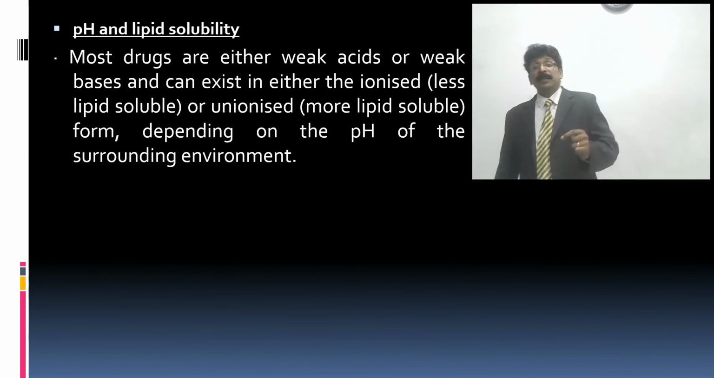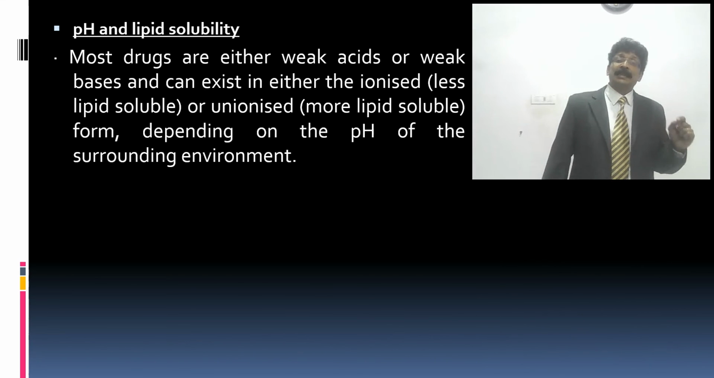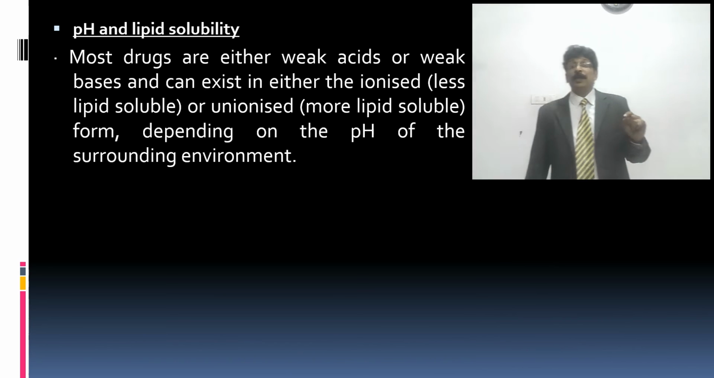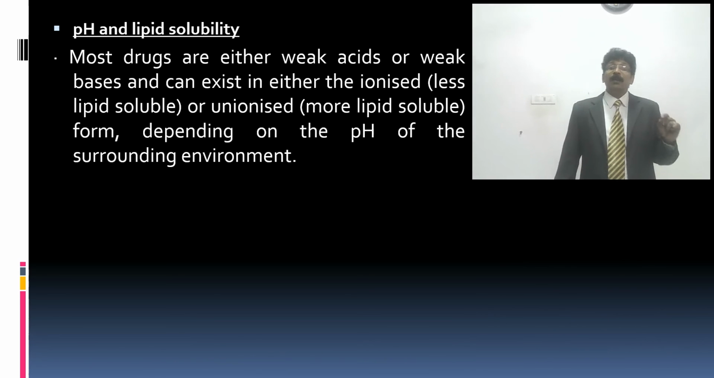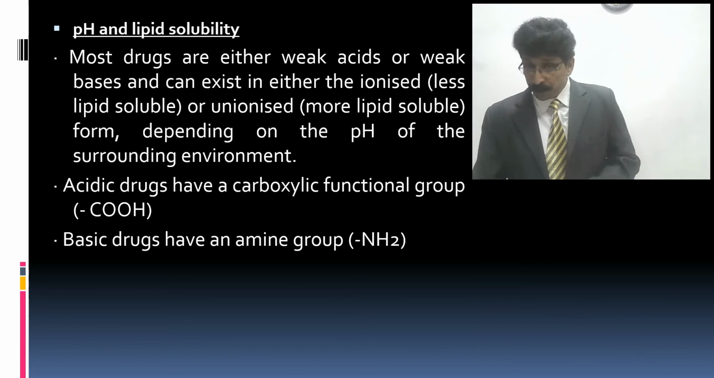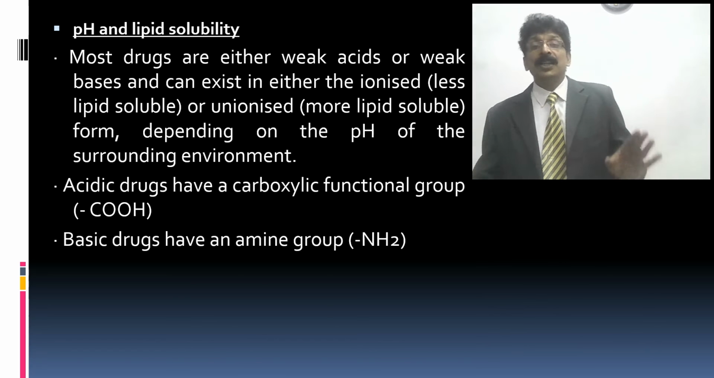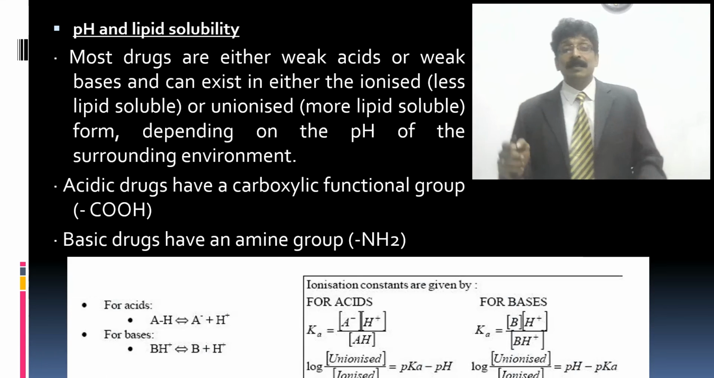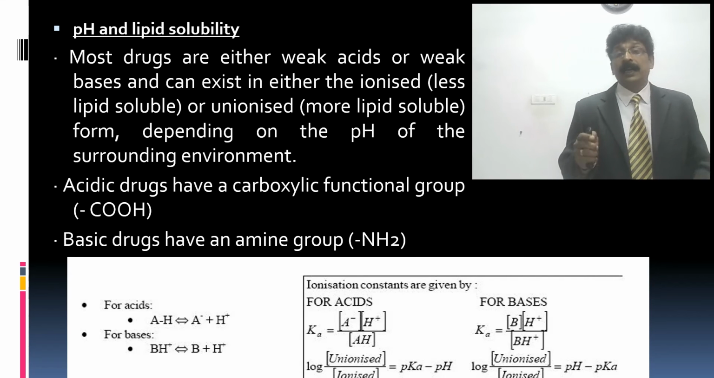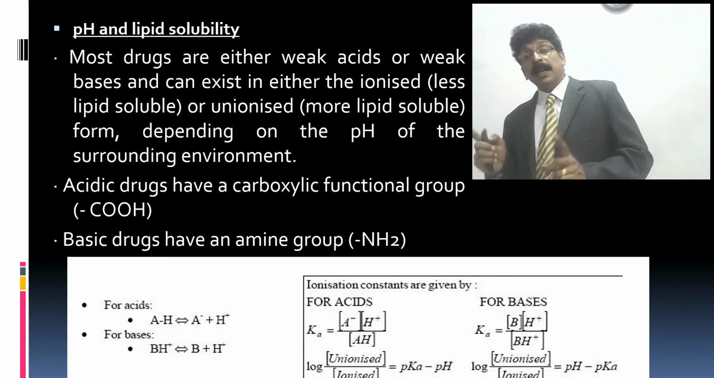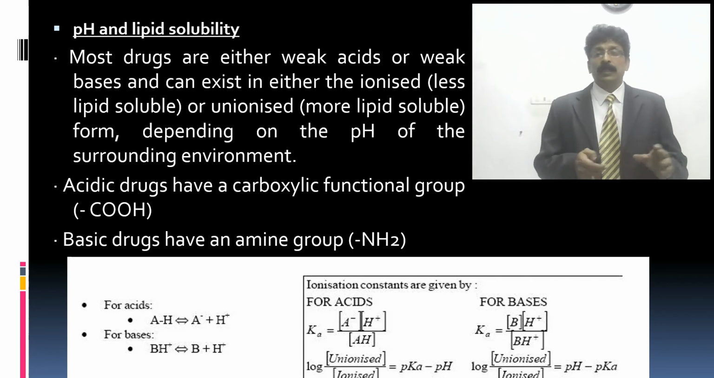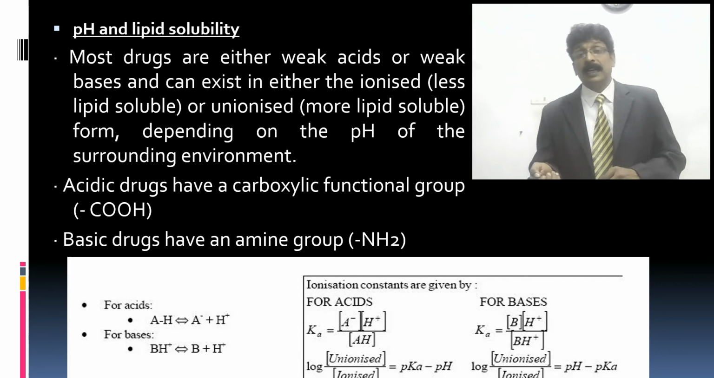Most drugs are either weak acids or weak bases and can exist either in an ionized, less lipid soluble form or an unionized, more lipid soluble form, depending on the pH of the surrounding environment. Acid drugs have a carboxylic functional group, COOH. Bases will have an NH2 group. For acids and bases, the relationship involves pKa: the log of ionized by unionized is pKa minus pH for one, and the log of unionized by ionized is equal to pH minus pKa. So this is the difference between the reaction of the basic drug and the acid drug.